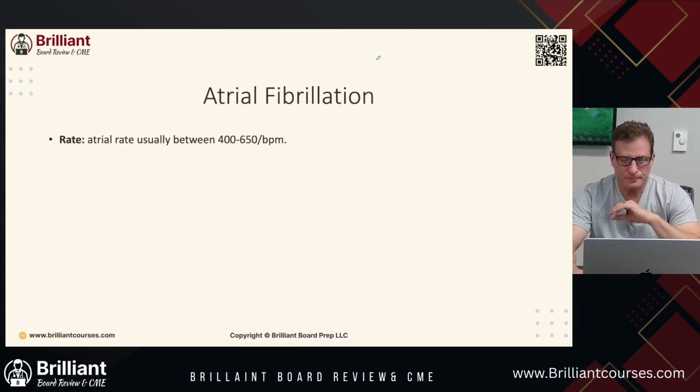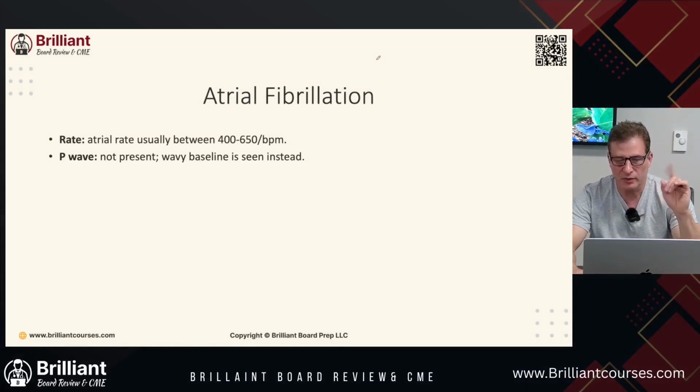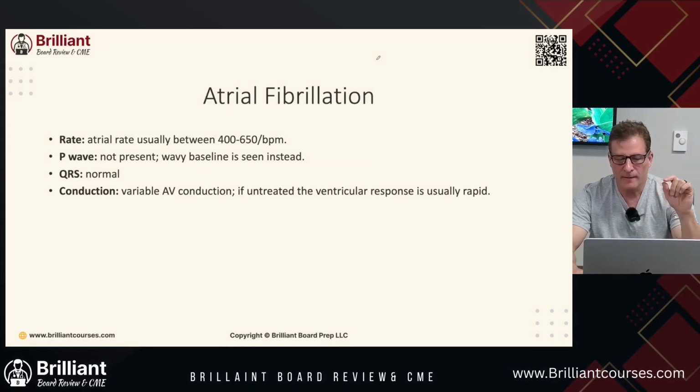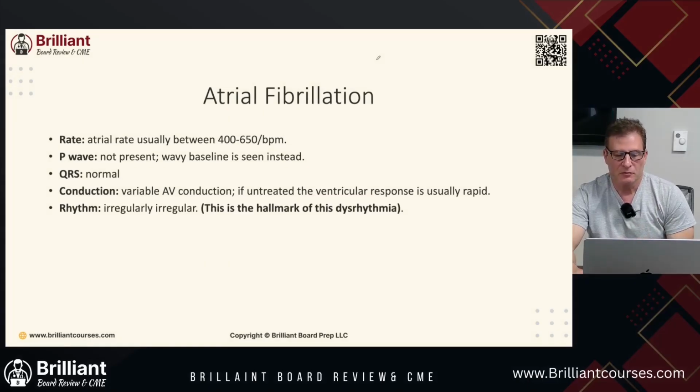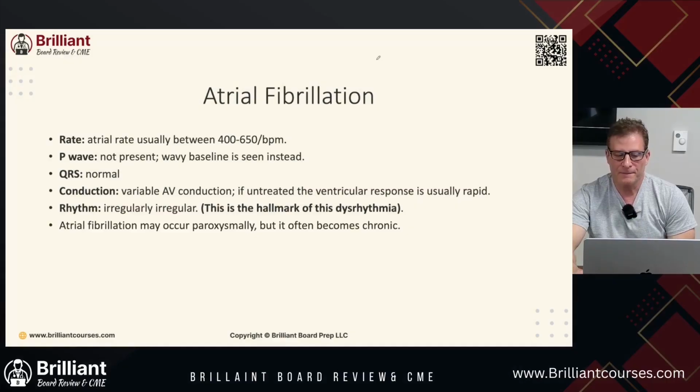Atrial fibrillation: usually atrial rate between 400 and 650 beats per minute. P wave not present, a wavy baseline is seen instead. QRS is normal, with variable AV conduction. If untreated, the ventricular response is usually rapid. That's AFib with RVR, rapid ventricular response. That's where that term comes from. Rhythm, we talked about it, is irregular. This is a hallmark of this dysrhythmia. Atrial fibrillation may occur paroxysmally, but it can often be chronic. Paroxysmal, we'll talk about this.